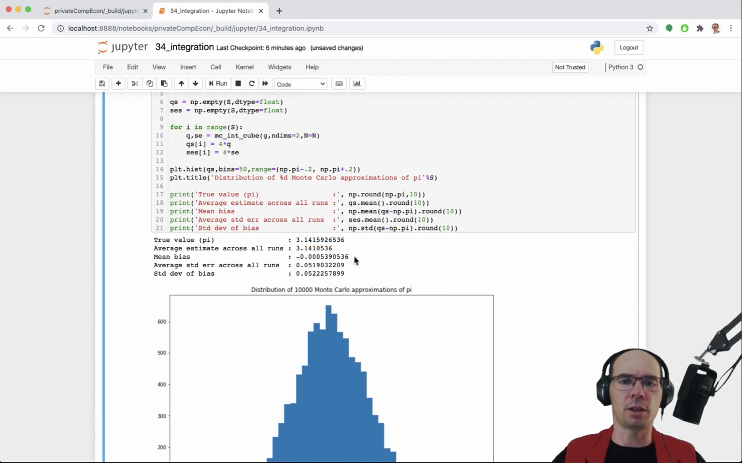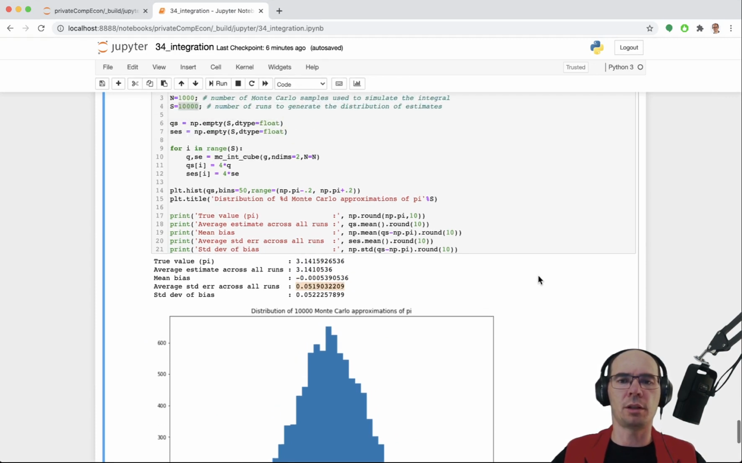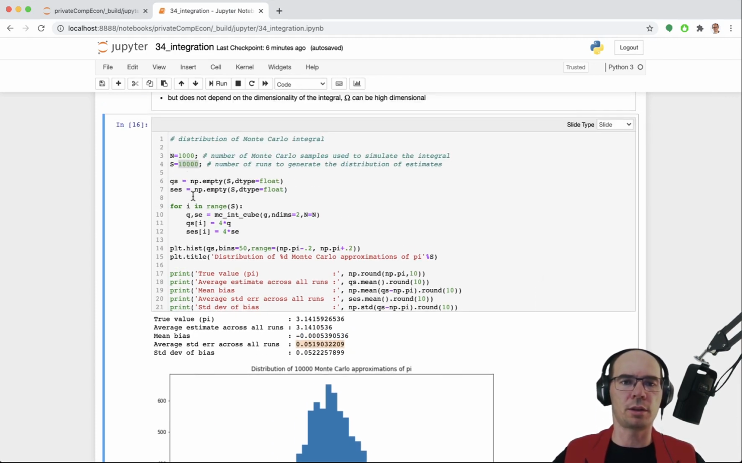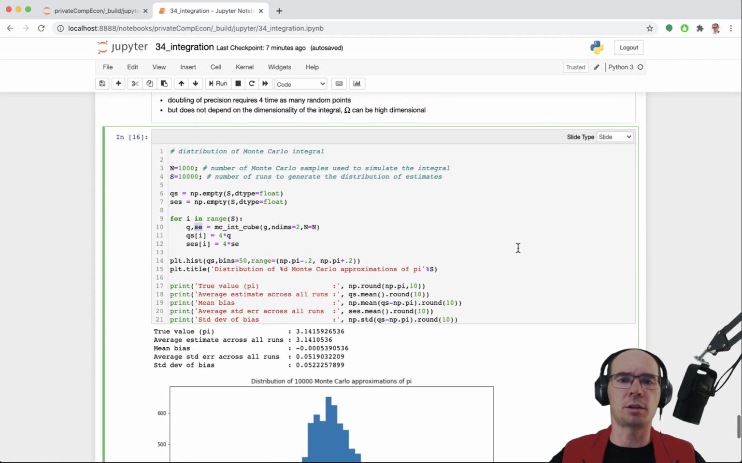And so here's the mean bias. The mean bias is the average error that we're making, right? And the average standard error across all of the runs on the estimator. So these are the averages of the standard errors produced from the asymptotic normality considerations of the estimator. We can compare that to the average bias, or rather the standard deviation of the bias across all of these runs, across all of 10,000 runs.